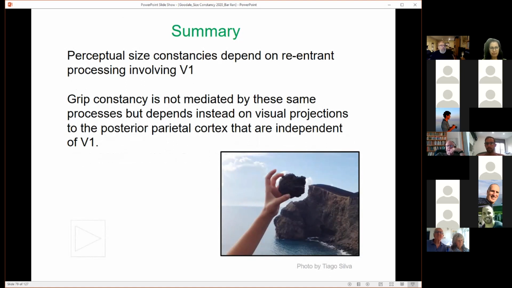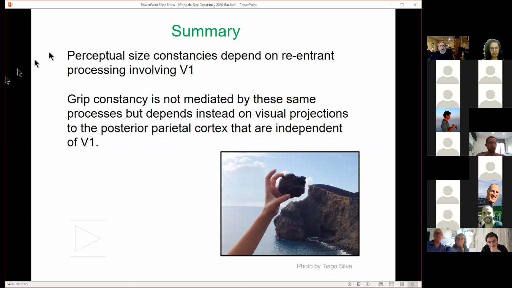so the summary so far: perceptual size constancies depend on re-entrant processing involving V1. At least that's what we believe, and certainly the evidence points to that. Grip constancy, however, seems to be mediated not by these projections, but by other ones to the dorsal stream that are independent of V1.